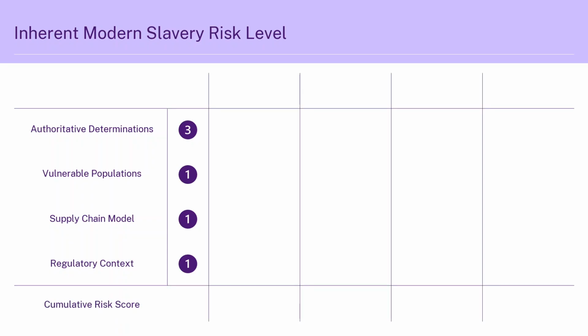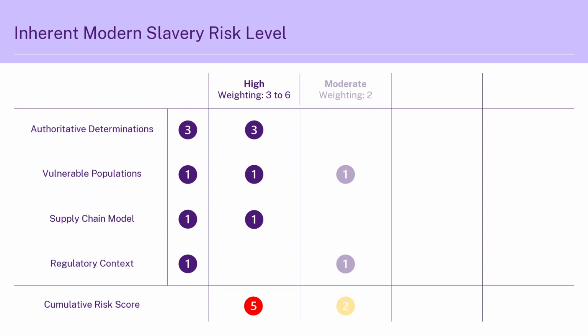When a risk factor is present for a category, it contributes to its cumulative risk score, and these scores determine the level of risk. A high risk level has a cumulative weighted score of 3 to 6. A moderate risk level has a cumulative weighted score of 2. A low risk level has a cumulative weighted score of 1. And when no modern slavery risk has been identified through quantitative research, a risk level of minor is assigned.